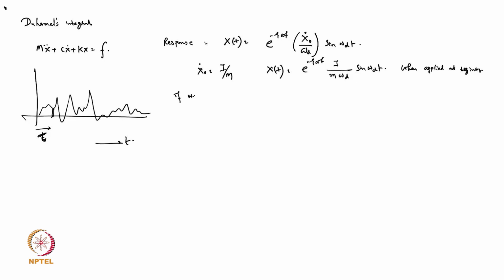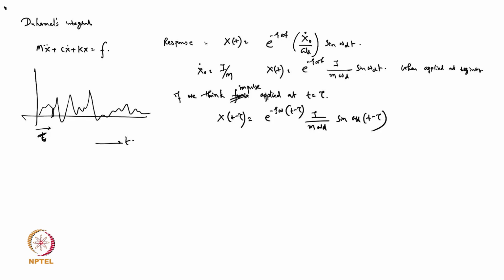Now if we think the force or impulse is applied at t equal to tau, in that case what will be my response? It will be e to the power of minus xi omega t minus tau, I divided by m omega d, sine omega d t minus tau. Make sense? So that will become the expression.